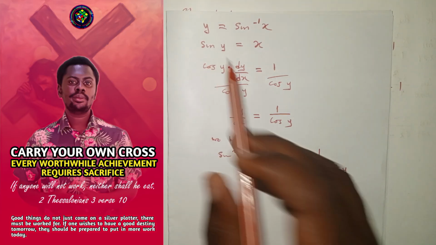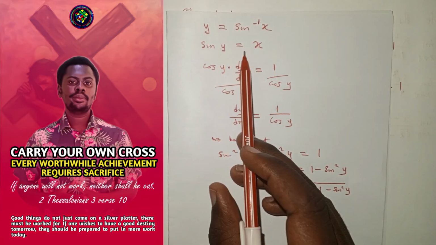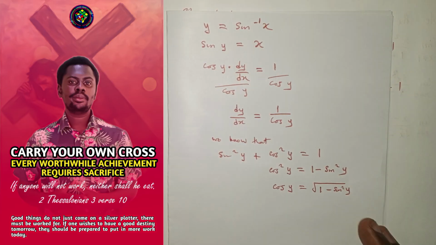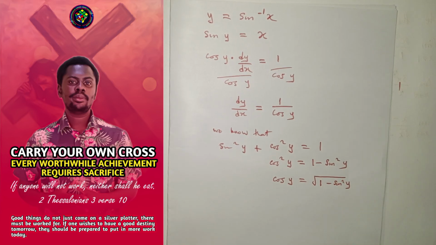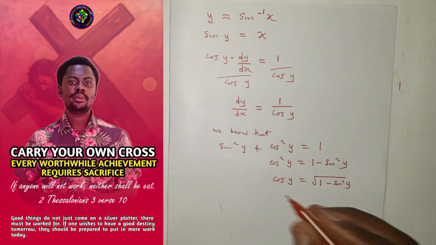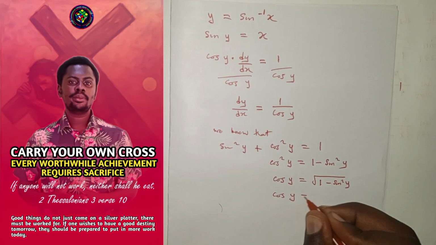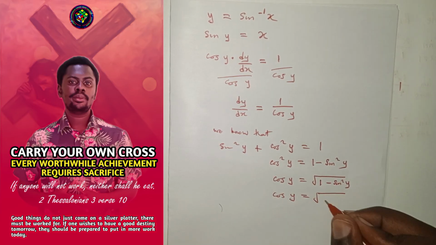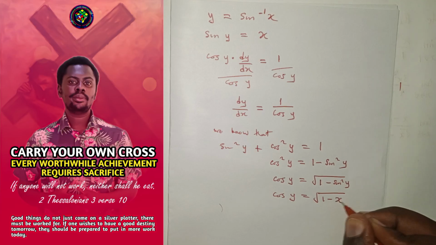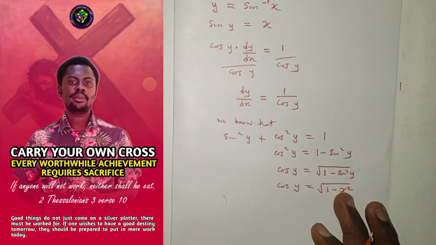If you come back here, we said sine y is equal to x. So where there is sine y, we are going to put x. So here we have sine squared y. So sine y is x, so it will be x squared. So cos y is equal to the square root of 1 minus x squared.